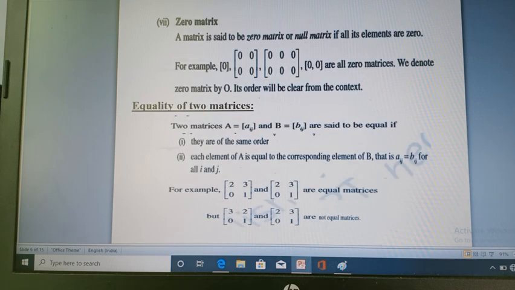Zero matrix, simple. If all the entries are 0, whatever the order may be, these are all zero matrices and we simply call it the 0 matrix.